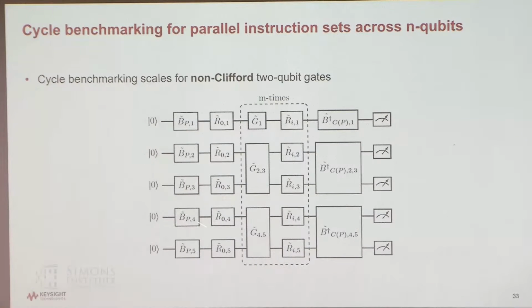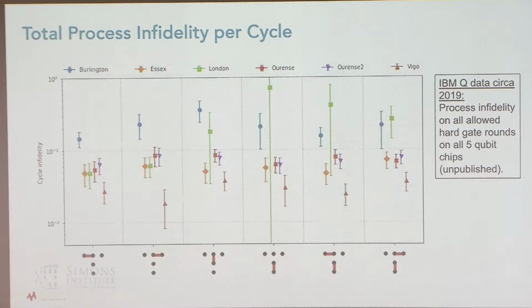So here's an example of doing it for a non-Clifford gate, where now what you have to do is the correction gate would have to include a 2-qubit gate. So in this way, if you have a non-Clifford 2-qubit gate that you want to characterize, you can do that as well via this scheme. And now the simplest application of cycle benchmarking is to look at the total process fidelity across an n-qubit register. And so here what we did to show how easy it is to implement this is, and this is data from way back in 2019, also unpublished.